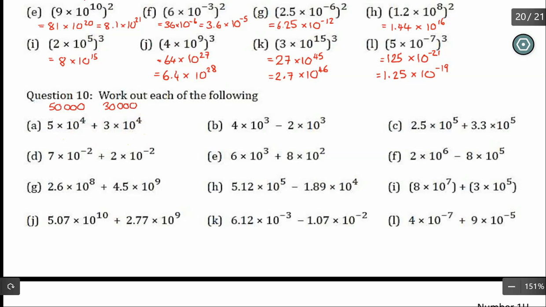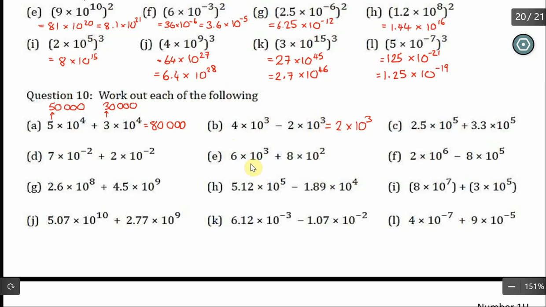So the 3 and the 5 are in the same column. Okay, they're both in the 10,000th column. So therefore when we add them together we will get 80,000, or 8 times 10 to the power of 4. So if the powers are the same, you can just add these two multipliers together and leave this as it is. Okay. Similarly on a subtract one, these are both 10 to the power of 3, so they're both in the thousands. So we're just doing 4,000 take away 2,000, which will be 2,000 or 2. And because this didn't change, we can just leave it as is. 2 times 10 to the power of 3.